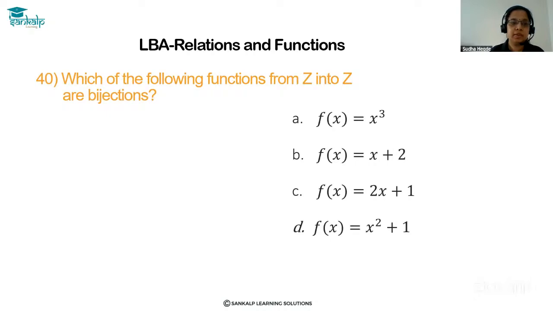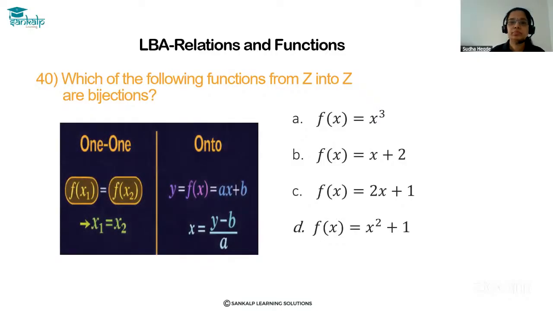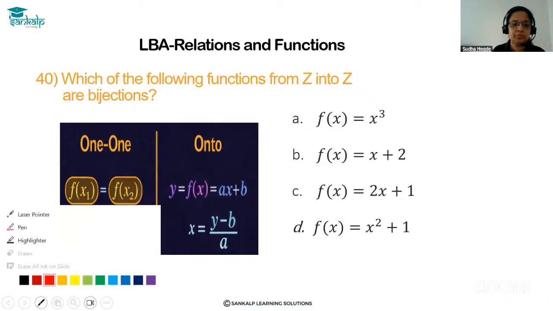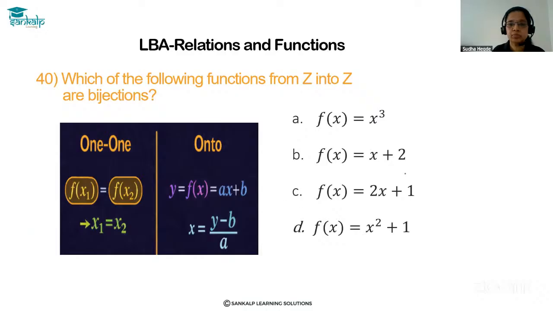Hi students, the question is, which of the following functions from Z into Z are bijections? So the given functions are f of x is equal to x cube, f of x is equal to x plus 2, f of x is equal to 2x plus 1, f of x is equal to x square plus 1. Okay, so let us take the first one.